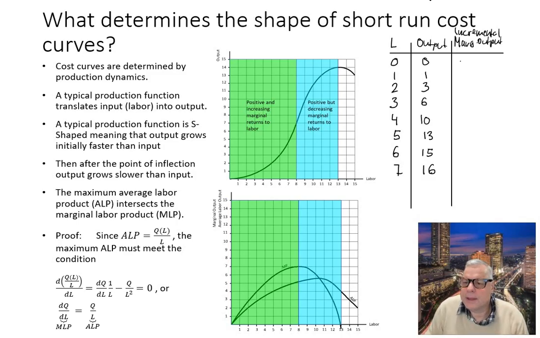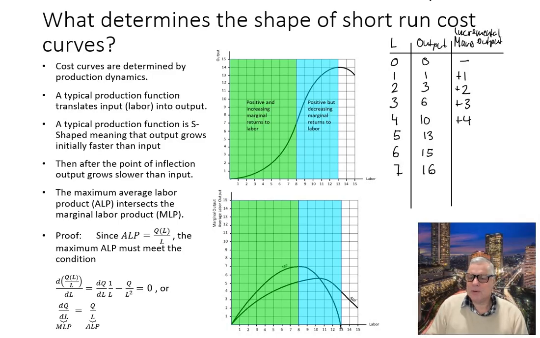So what that means is incrementally, if I increase input from 0 to 1, the output increases from 0 to 1, which is plus 1. If I increase the labor input from 1 to 2, now output goes up from 1 to 3. So now we have marginally or incrementally a plus 2. The third person adds another 3. The fourth person adds another 4.